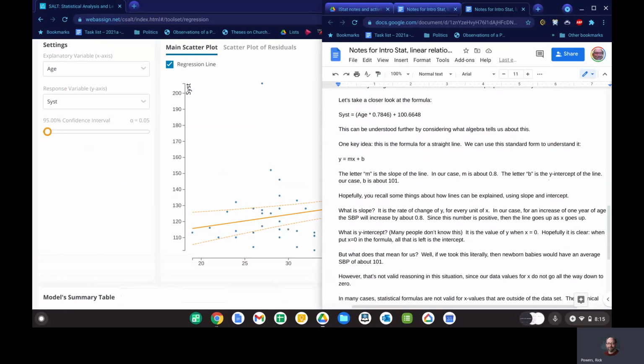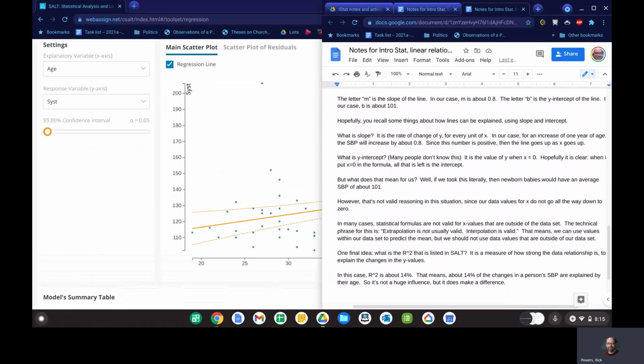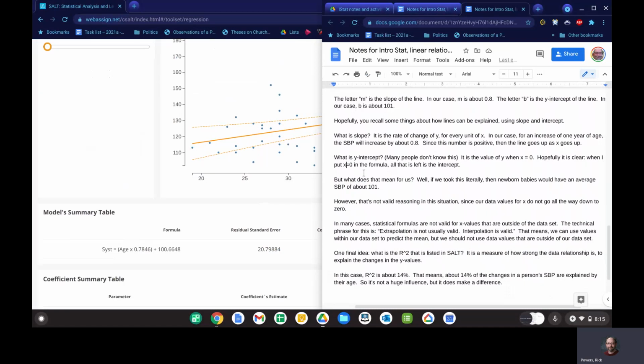Hopefully you recall some things about how lines can be explained using slope and intercept. What is the slope? It is the rate of change of y for every unit of x. In our case, for an increase of 1 year of age, the systolic blood pressure will increase by about 0.8. Since this number is positive, the line goes up as x goes up. What is the y-intercept? Many people don't know this. It is the value of y when x is equal to 0. Hopefully it's clear. If I put a value of age of 0 into the formula, all that is left is the intercept.